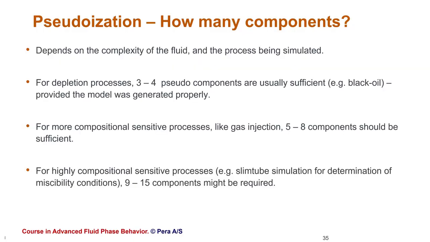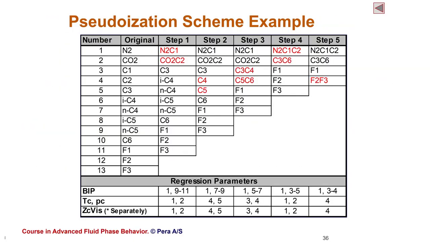Let me show first this table. This table shows some ideas, some schemes for pseudoization, okay? This is the original, this column represents the original composition analysis you have, from nitrogen to some fake components. Here it's not clear which components they are, they just represent examples, not a real case. And step one, it's very common to lump nitrogen and C1 by similarity, okay?